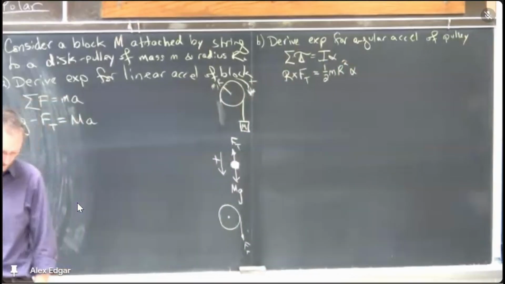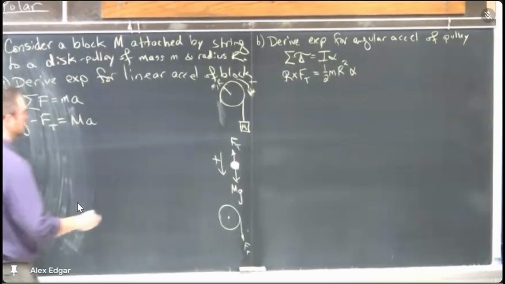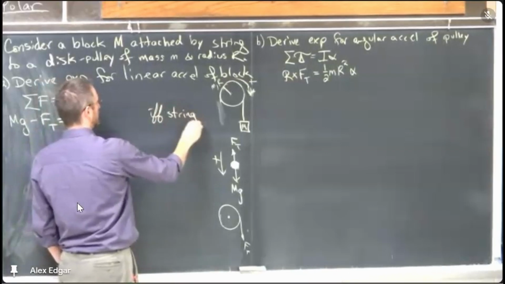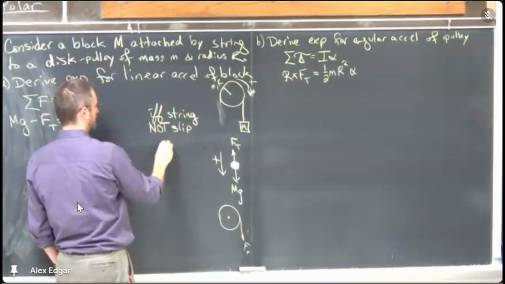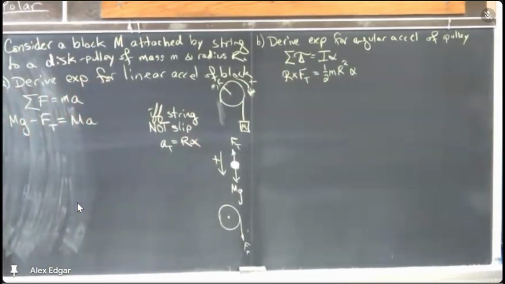So I'm taking that and I'm substituting in specifics. Now, as long as the string does not slip, we get to do that. If and only if the string does not slip, then we get to say that the linear acceleration and the angular acceleration are tied together by the radius r.